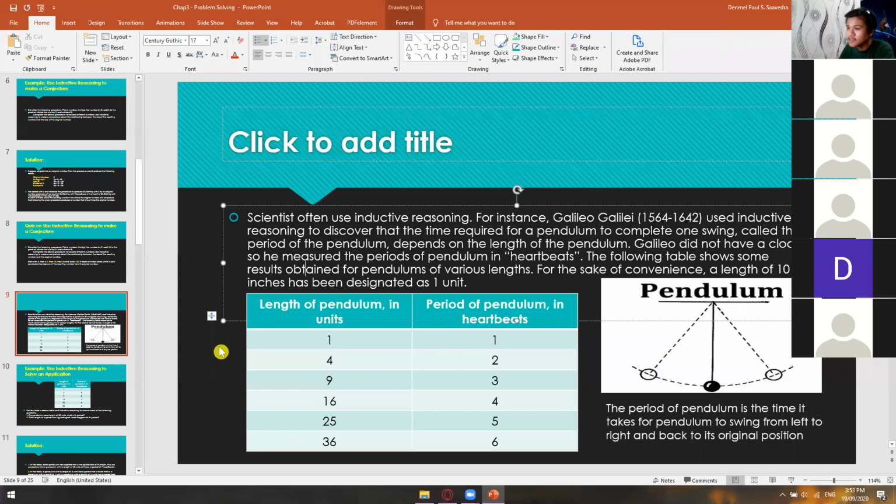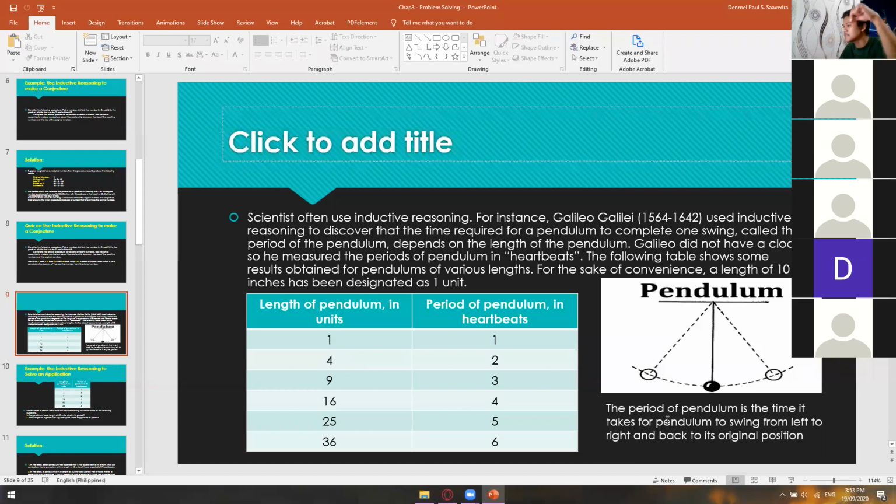Okay? So, length of pendulum in units. So, we have, let's say, length niya is 1. And then, ito lang yung makukuha mong period. Kapag yung length ng pendulum is 4, ito yung makukuha mong period. Okay? Pag sinabi natin period, it is the time that it takes a pendulum to swing from left to right. Okay? So yun yung para masasabi natin mula sa original position, pagbalik, 1 period yun. So kung nasan yung original position, dapat pagbalik niya, yun yung counted as 1 period.